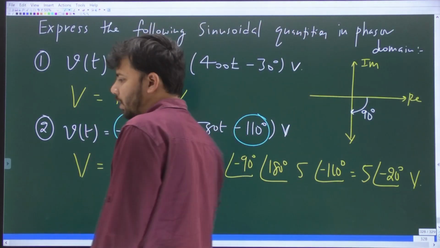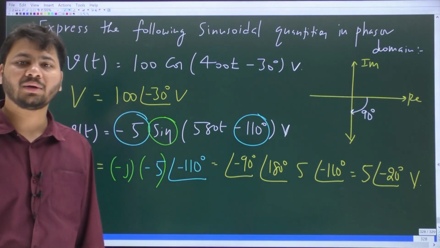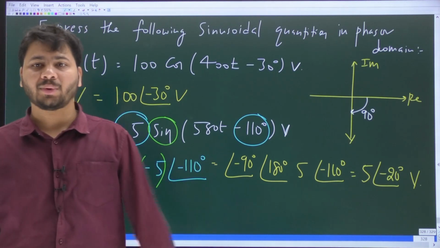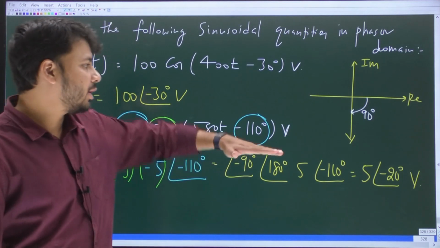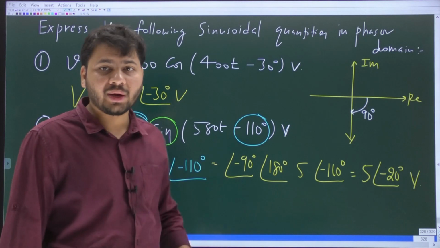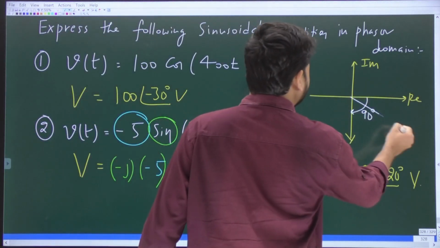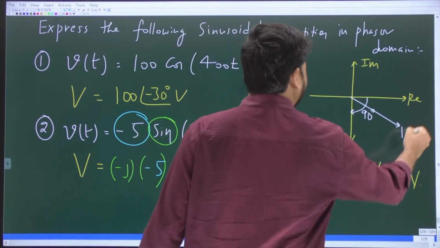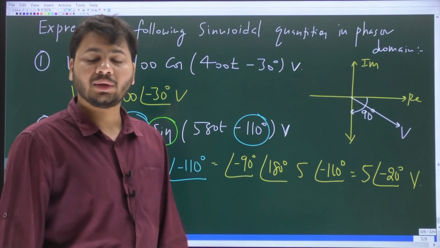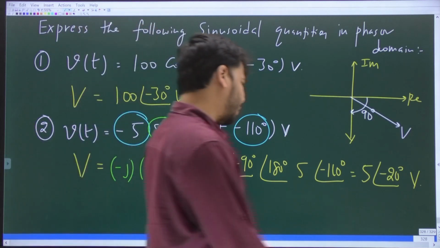So what is this? 5 at an angle minus 20 degrees. In which quadrant will the phasor lie? Angle minus 20 degrees, does it not lie in the 4th quadrant? Because the angle is negative. From the positive real axis, you should rotate by an angle of 20 degrees in the clockwise direction. So this is how your V is going to be, at an angle of 20 degrees with respect to positive real axis in the clockwise direction.